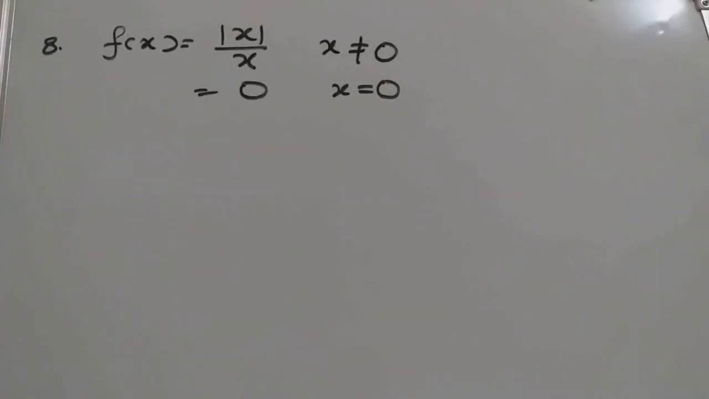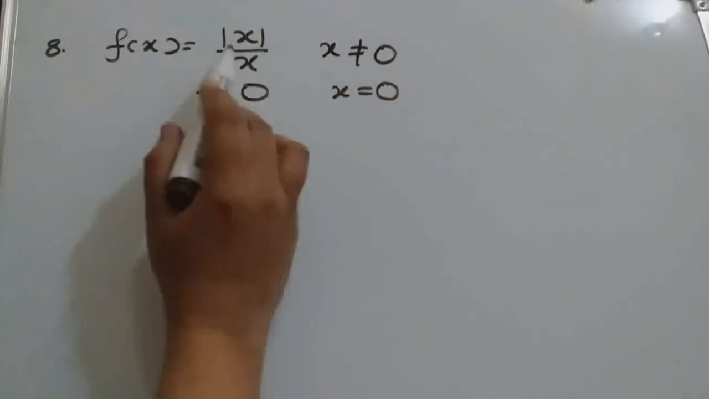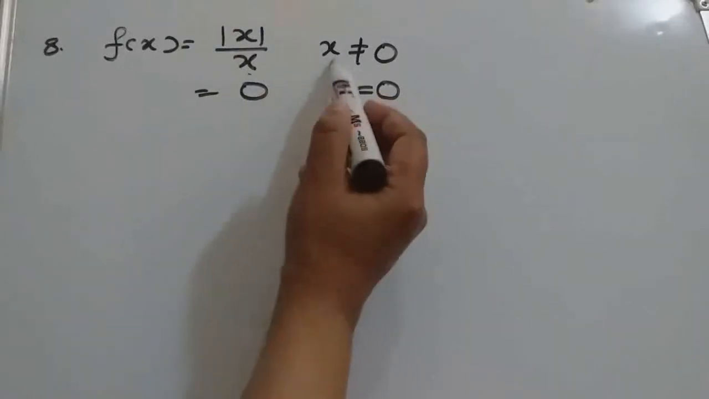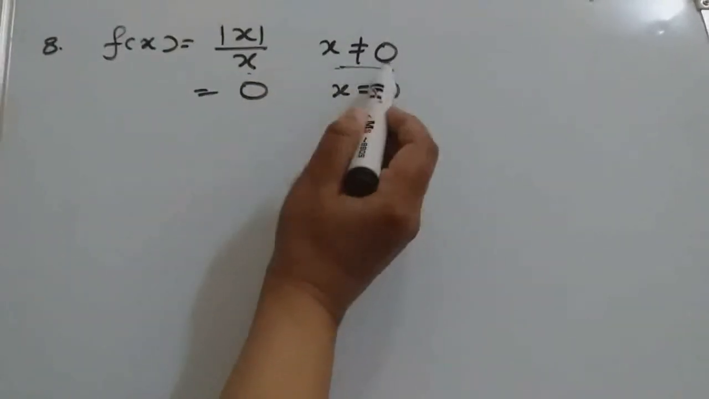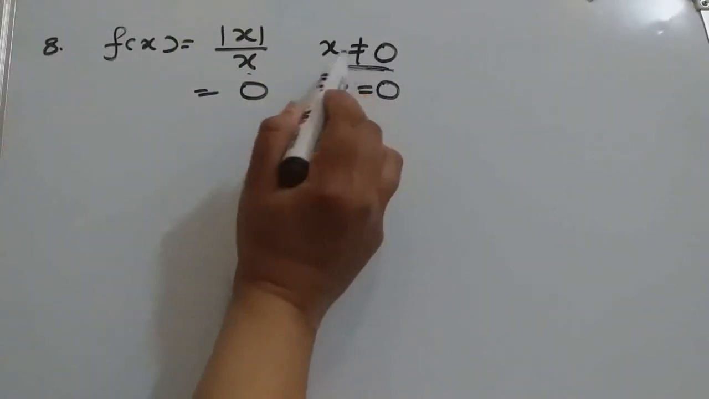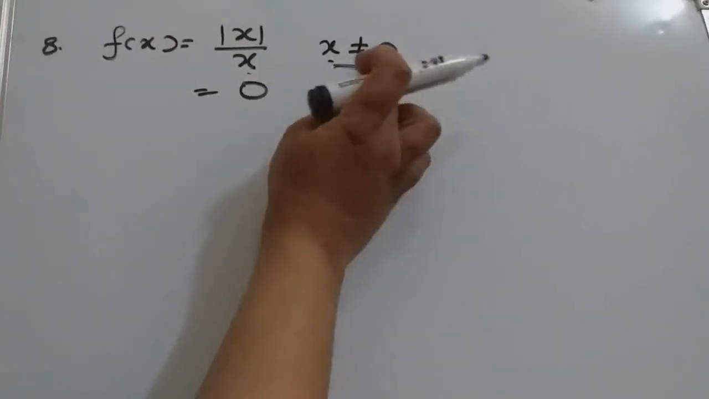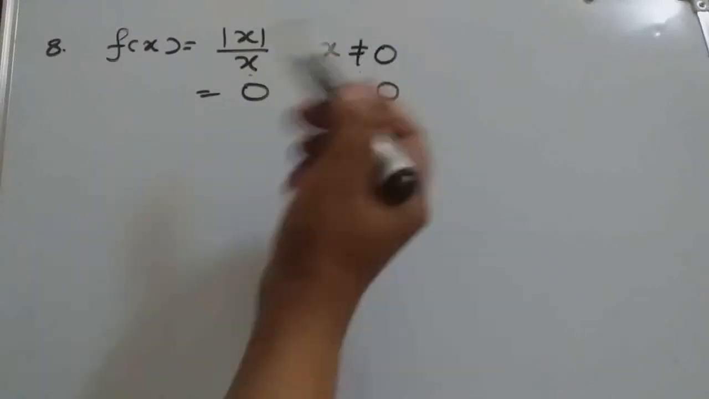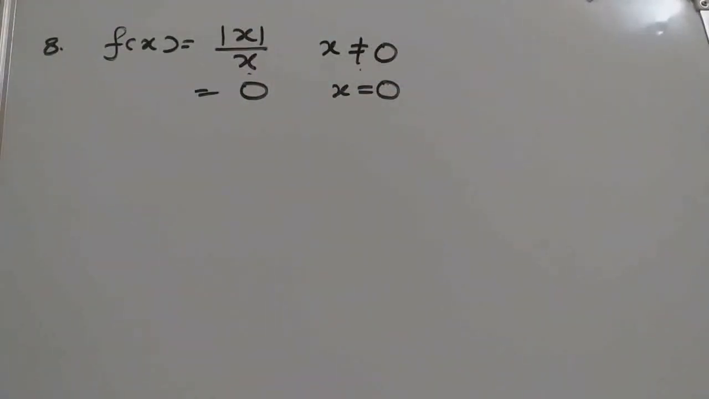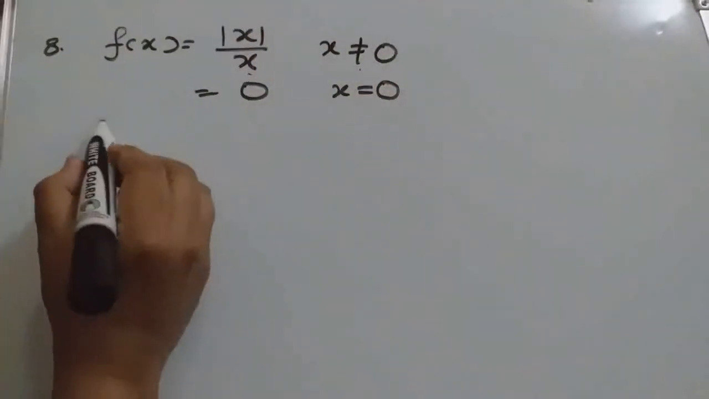Question 8, again find all the points of discontinuity in the given function. Now for this function we have mod x by x where x is not equal to 0. X is not equal to 0 means x can be positive also, x can be negative also, isn't it? So here we have to redefine the function. We should take both the cases here.